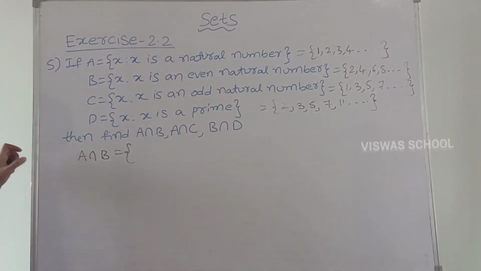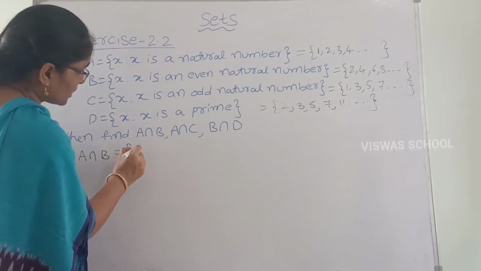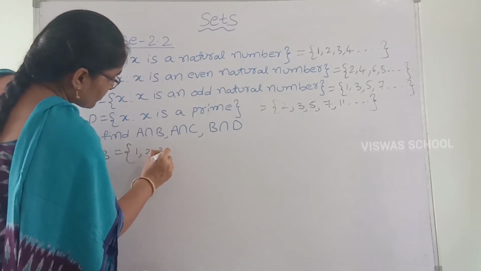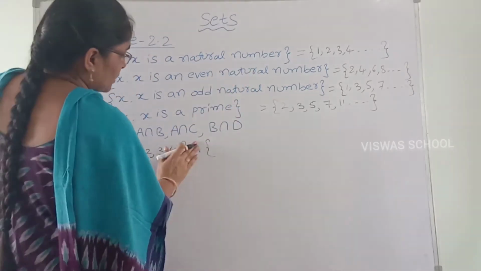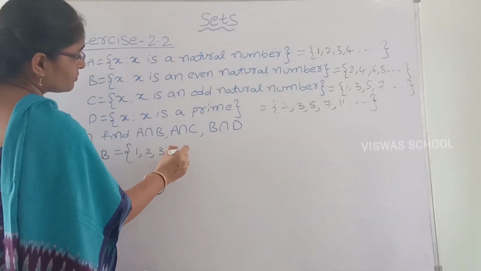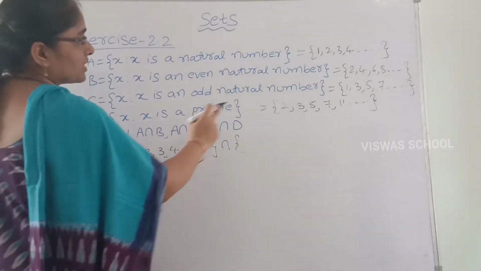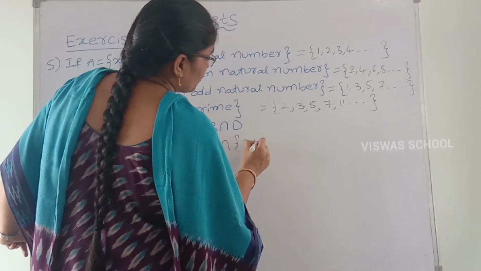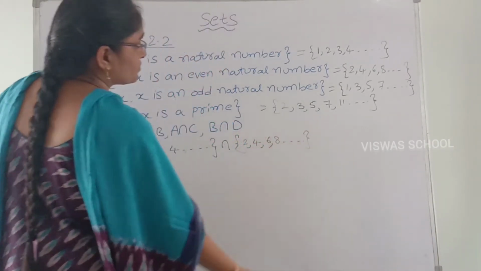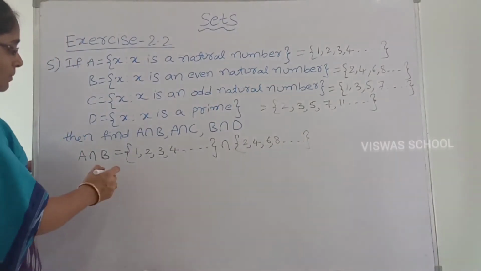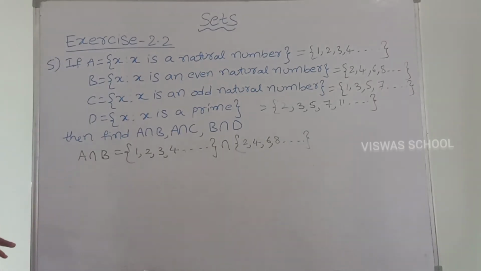A intersection B. Once this is A and this is B, that is 1, 2, 3, 4 and so on. Intersection. Next one, set B, that is 2, 4, 6, 8, and so on. Now, intersection means what? We have to write only common elements.